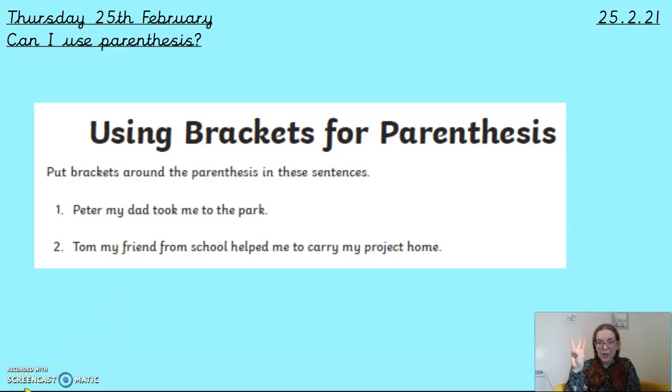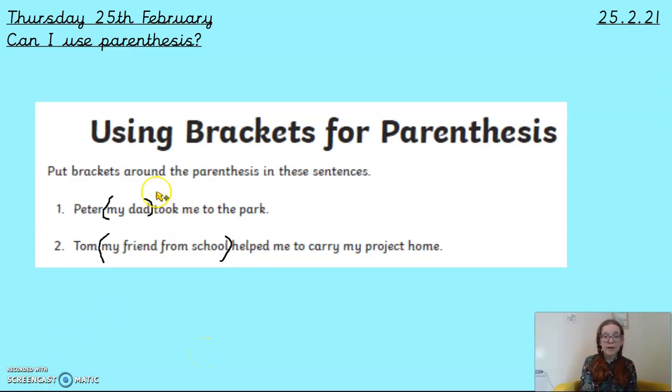So pause me here. 3, 2, 1. Okay, guys, here's where I put my brackets because I thought Peter, my dad, took me to the park. So it's telling your reader who Peter is. Peter is the dad. And then Tom, my friend from school, helped me carry my project home. And I can check that these sentences make sense without it. Peter took me to the park. Check. Tom helped me carry my project home. Check. They both make sense if you were to take out that parenthesis in between those brackets.